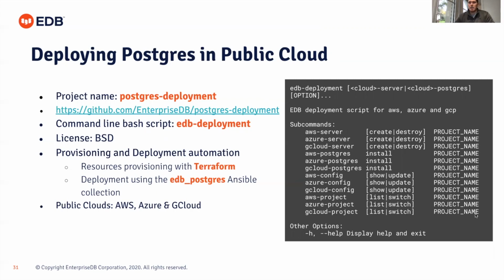The resources provisioning relies on Terraform and the Cloud Vendor CLI or SDK, while the deployment part is executed by Ansible and the EDB Postgres collection. The public cloud vendors supported are AWS and Azure and Gcloud.